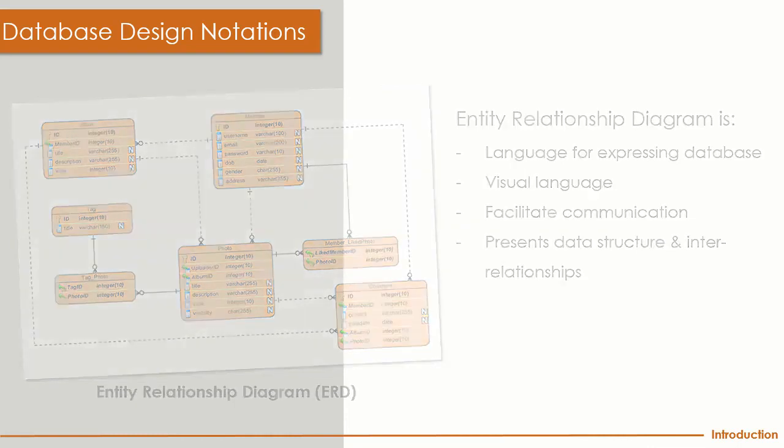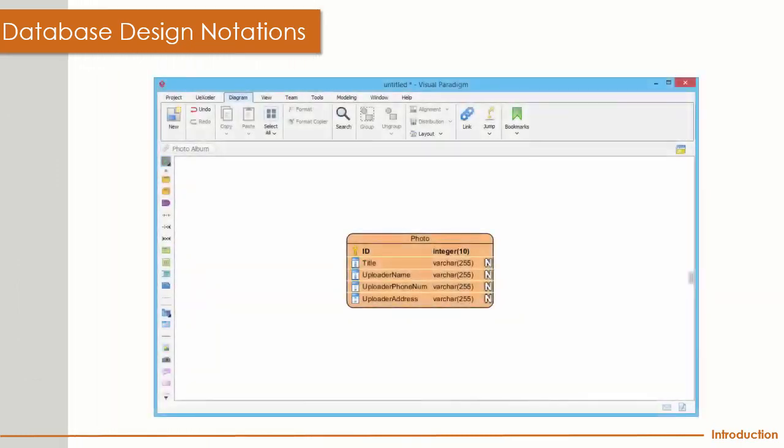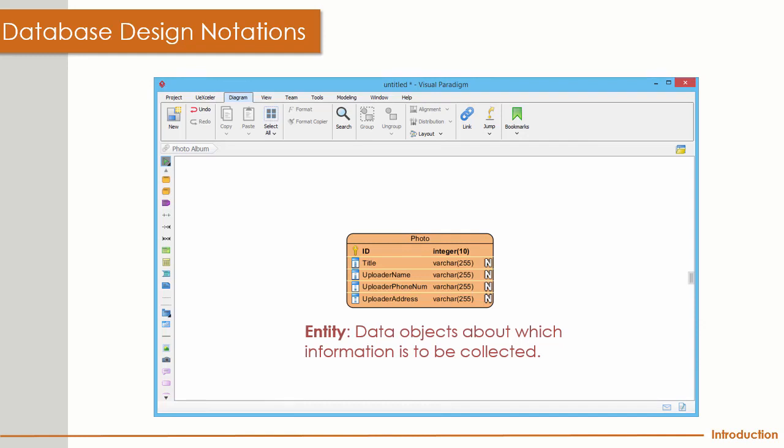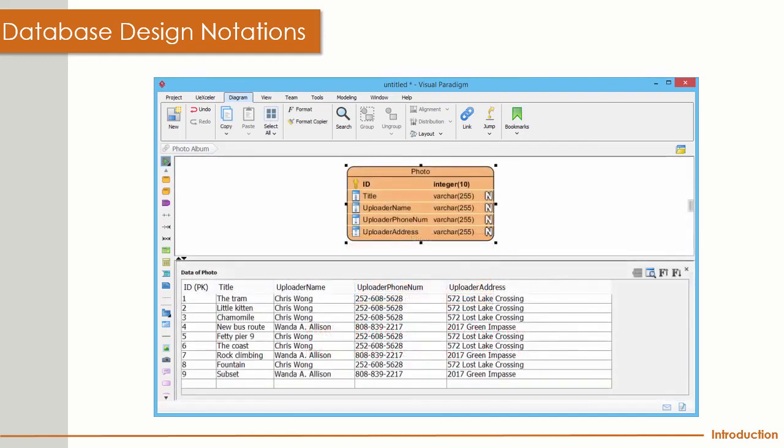And coming back to our example, the uploader, the photo. If you present the photo in the ERD, it will look like that, a round rectangle. It is showing the data objects, about which information to be collected, which information to be saved, and detailed records can be shown in the record editor. We will cover this later on in the coming lectures. So you can see we store the title, the upload name, photo album, and the address.